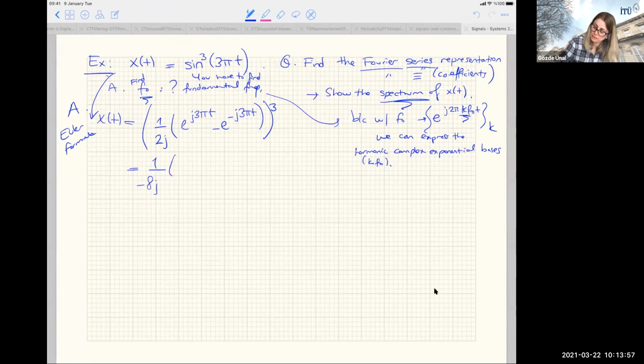We have to recall here, guys. (a minus b) cubed is really a cubed minus 3a squared b plus 3a b squared minus b cubed. I'm going to just use this formula here now. e to the j 9 pi t, right? Let's do it together. Minus 3a squared, e to the j 6 pi t times e to the minus j 3 pi t, now minus plus 3a b squared.